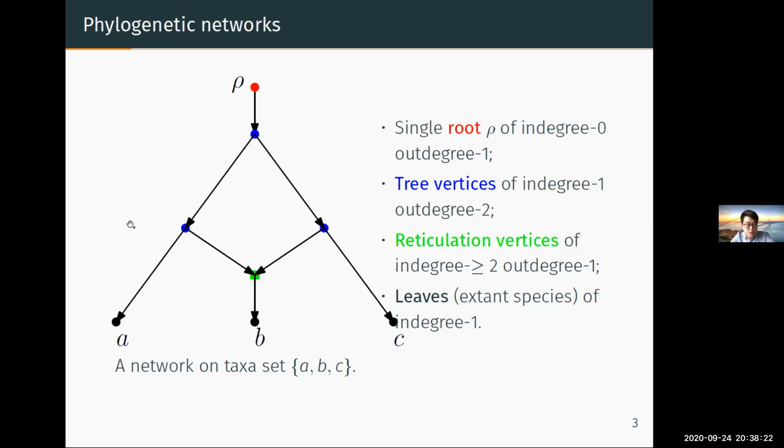And I should also add that the edges leading into reticulations, so the edges where the arrowhead is pointing towards this green vertex, they're called reticulation edges. And also one more last note. So the edges are generally directed downwards from the root towards the leaves. But I will omit these arrows in all the following figures because they just clutter up the diagrams.